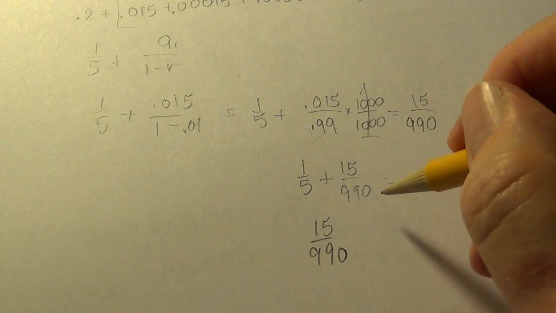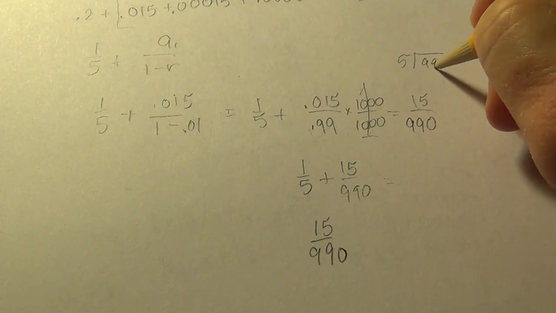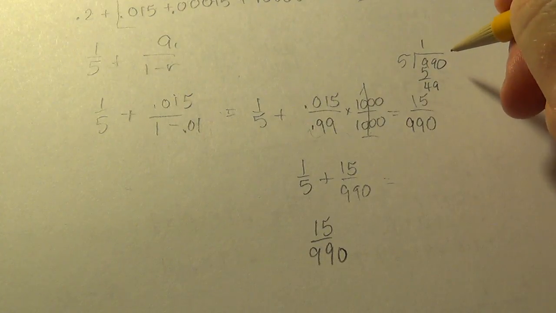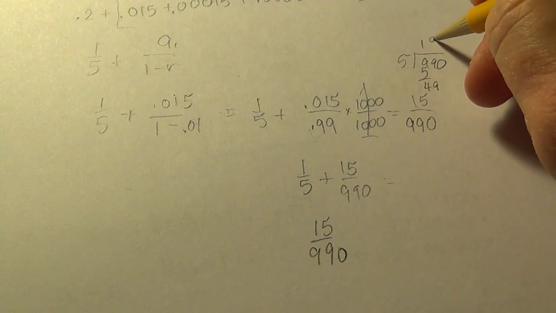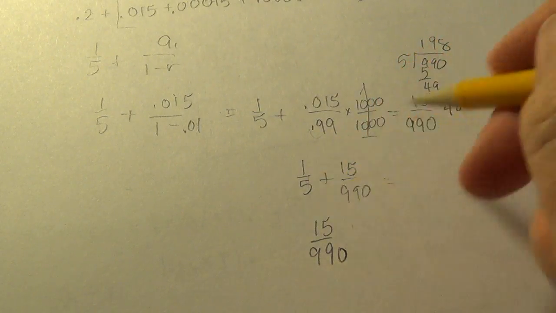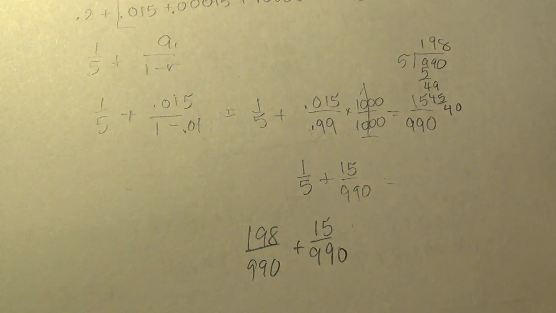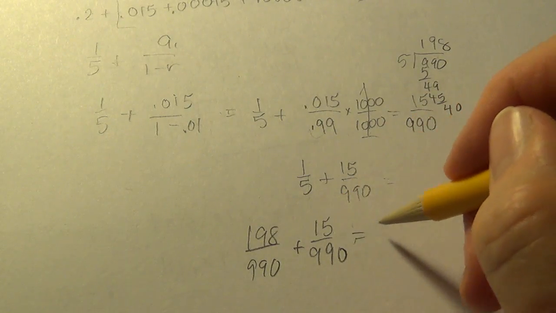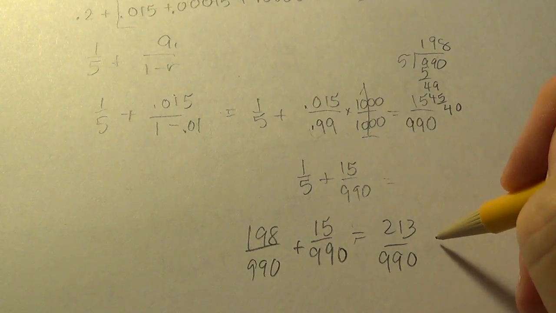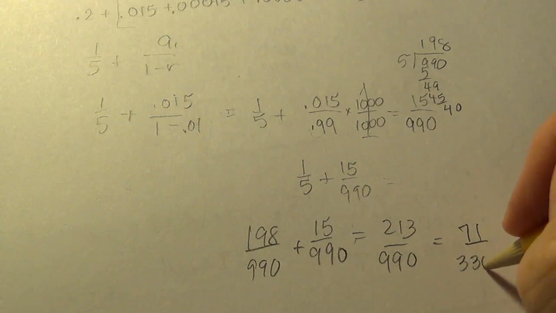And then, I'm sorry, 1/5 is how many 990s? My fractions are a little stale tonight. Let's see, 5 into 990. Okay, now I got it. So 1/5 is 198 990s. That's what happens when I don't bring my calculator to the screen. So when I add those together, it looks like I get 213 990s. And that reduces probably by a 3. So I get 71 over 330. I think that's as low as that'll go.